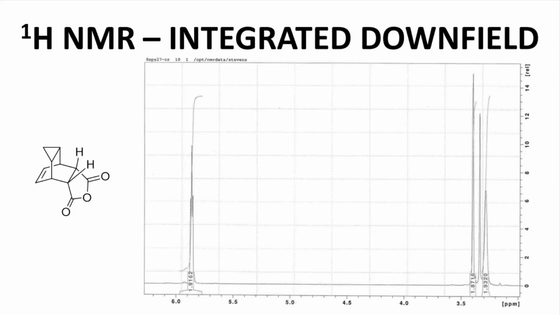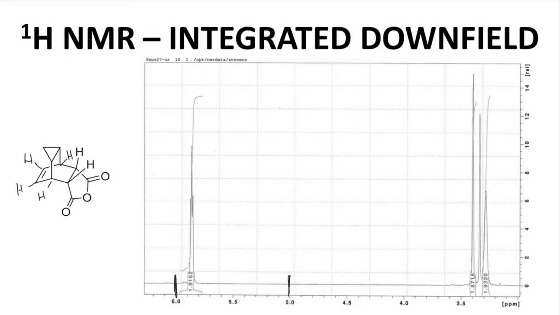The most downfield signals should be the alkene CHs between 5 and 6 ppm. We have a 2-hydrogen signal at about 5.9 ppm. It looks a bit like a triplet. That's interesting because the alkene hydrogens have only one neighbor. To get a triplet, we would need some long-range non-vicinal coupling. That is possible in rigid ring systems like this one.